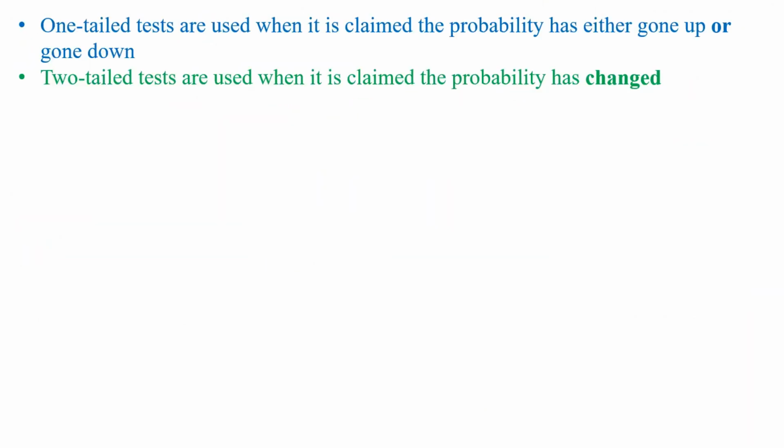So in hypothesis testing, you have something called a one-tailed test and a two-tailed test. A one-tailed test is used when the claim is that the probability has either gone up or gone down. It specifically says one or the other, whereas a two-tailed test is used when it is claimed the probability has changed. It doesn't specify in the claim that they think it's gone up or down, it just says that it has changed and it could go in either direction.